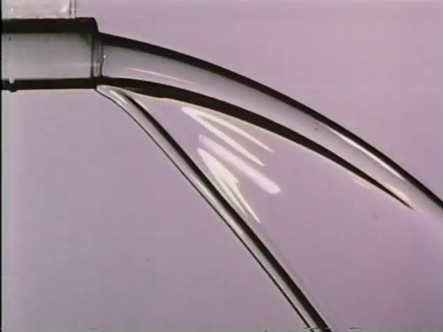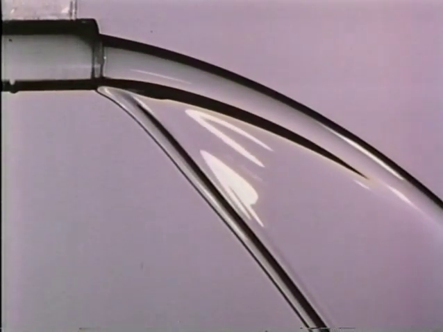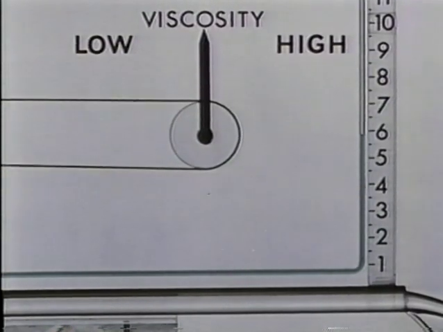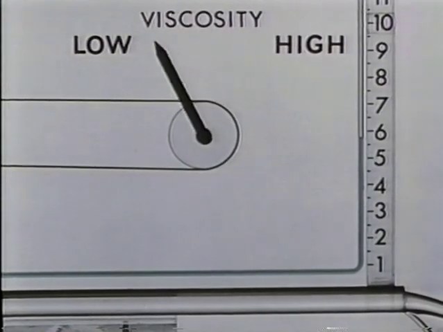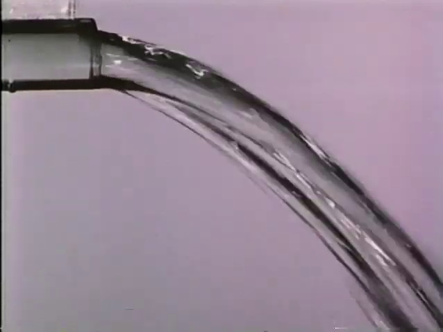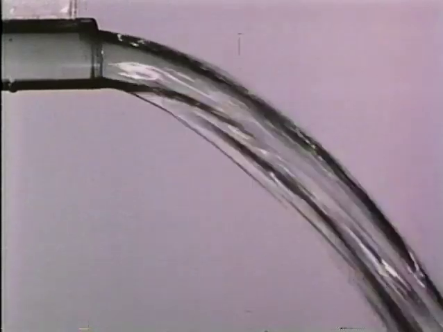Now, let us look at the fluid coming out of the end of this pipe. Notice that the fluid comes out in quite a smooth stream. We have the intermediate viscosity with its corresponding low pressure difference. Now let's go to the lower viscosity with the high pressure gradient. The edges of the stream coming out of the tube have become blurred.